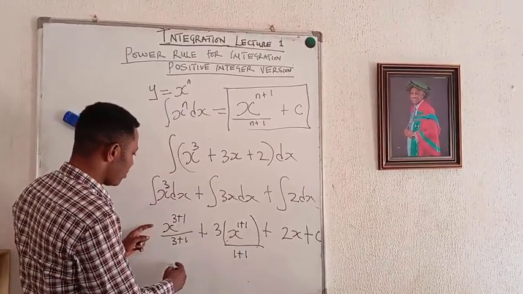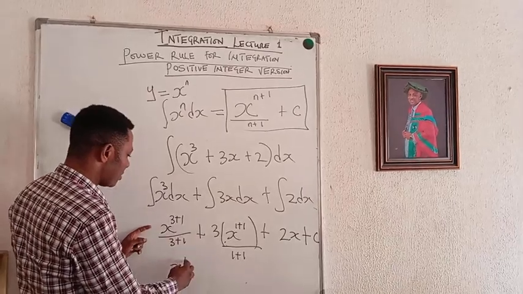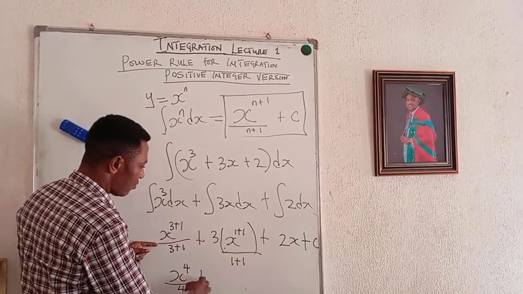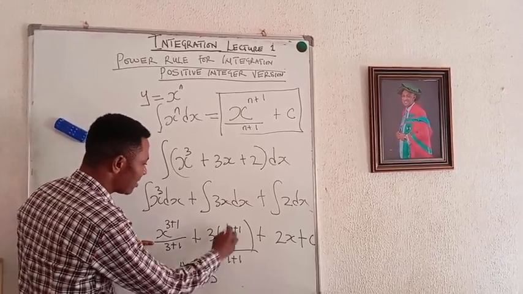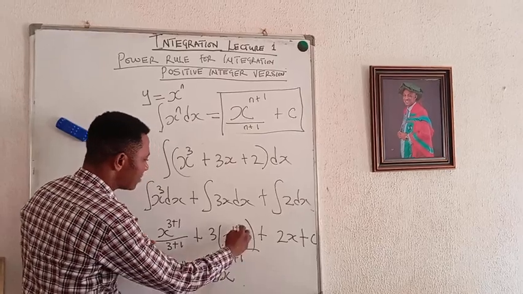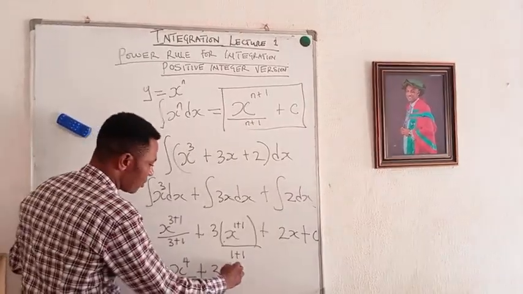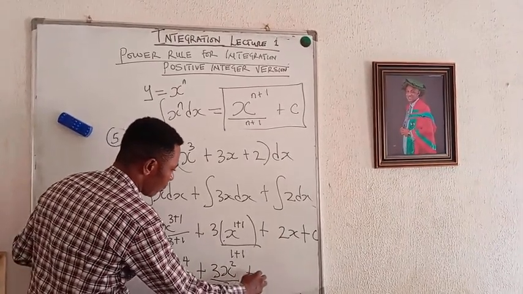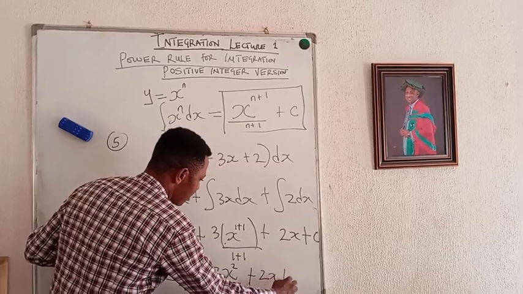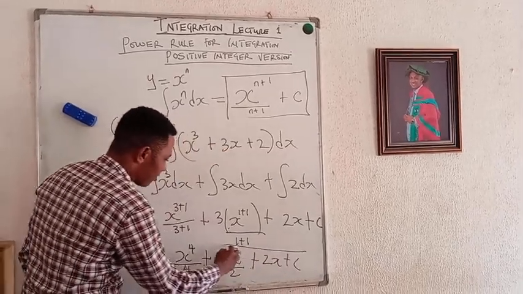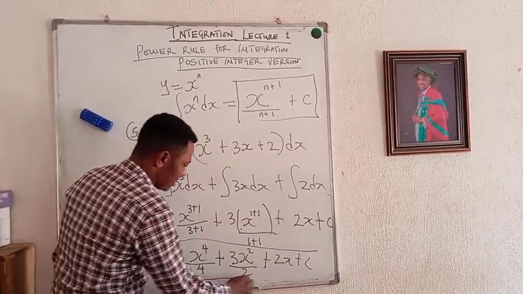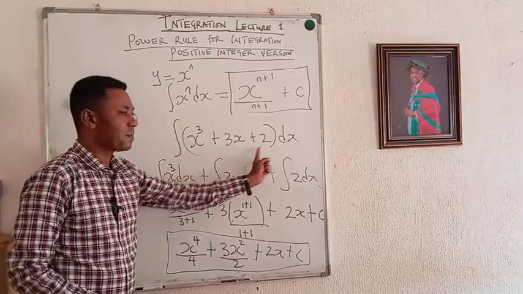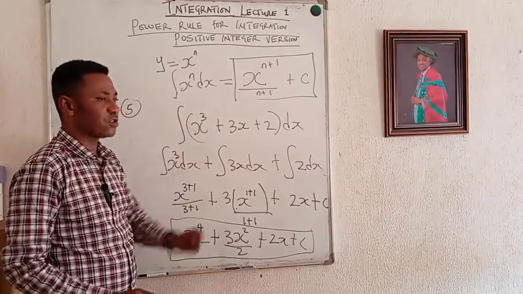Now, this will be x, 3 plus 1, you have 4. 3 plus 1, you have 4. Plus 3, this is x, 1 plus 1, you have what? 2. Then 1 plus 1, you have 2. Plus 2x plus c. Look at it now. This is the result, the answer to this integral.